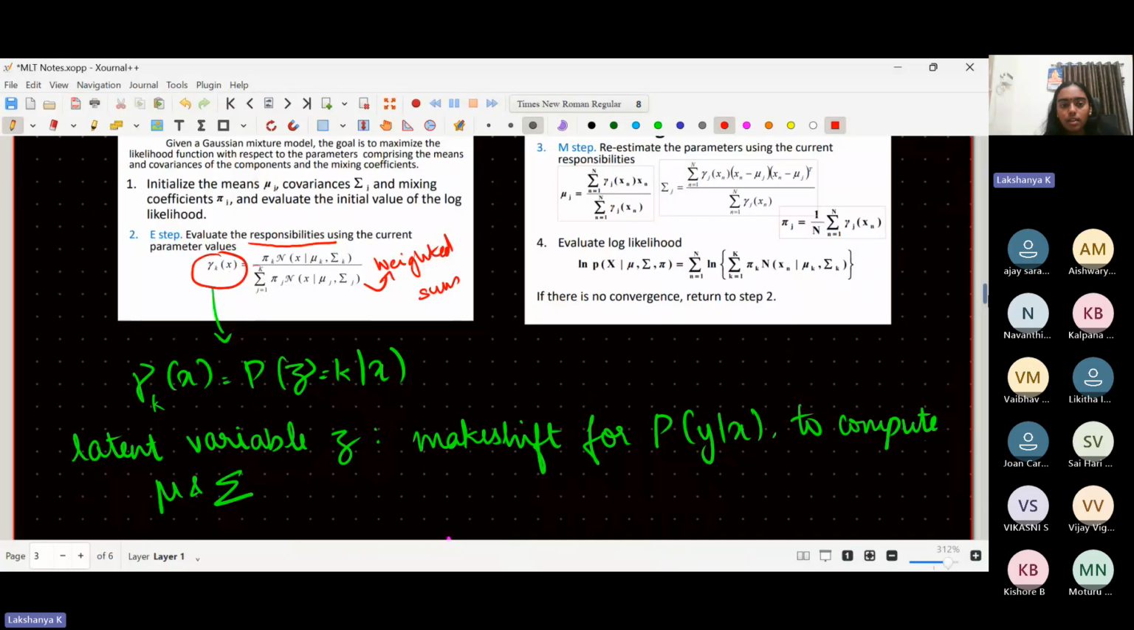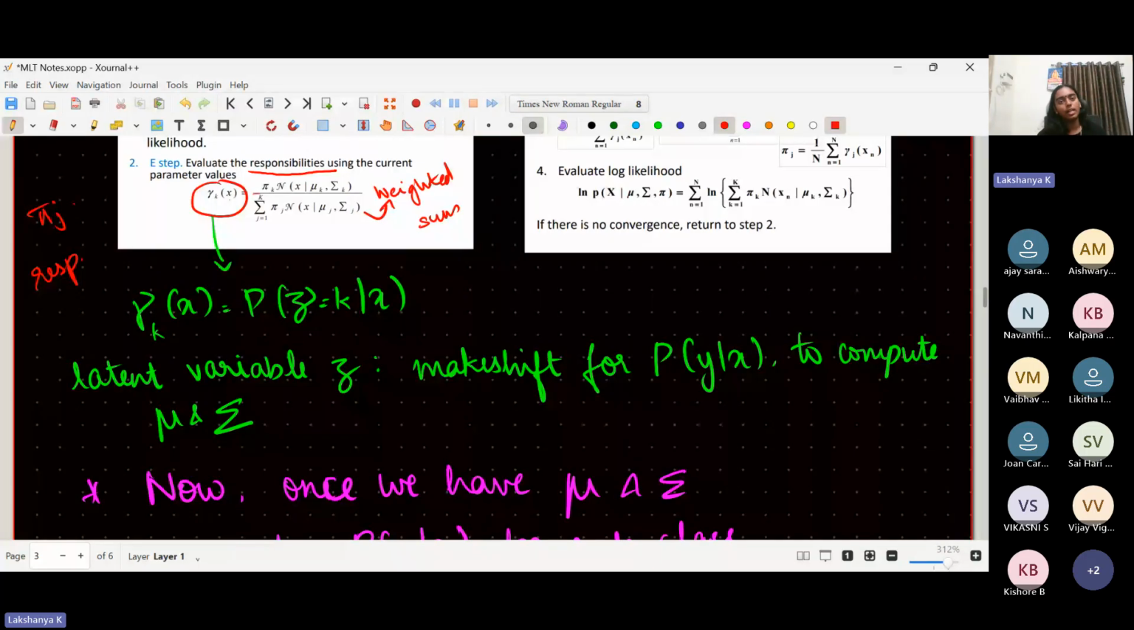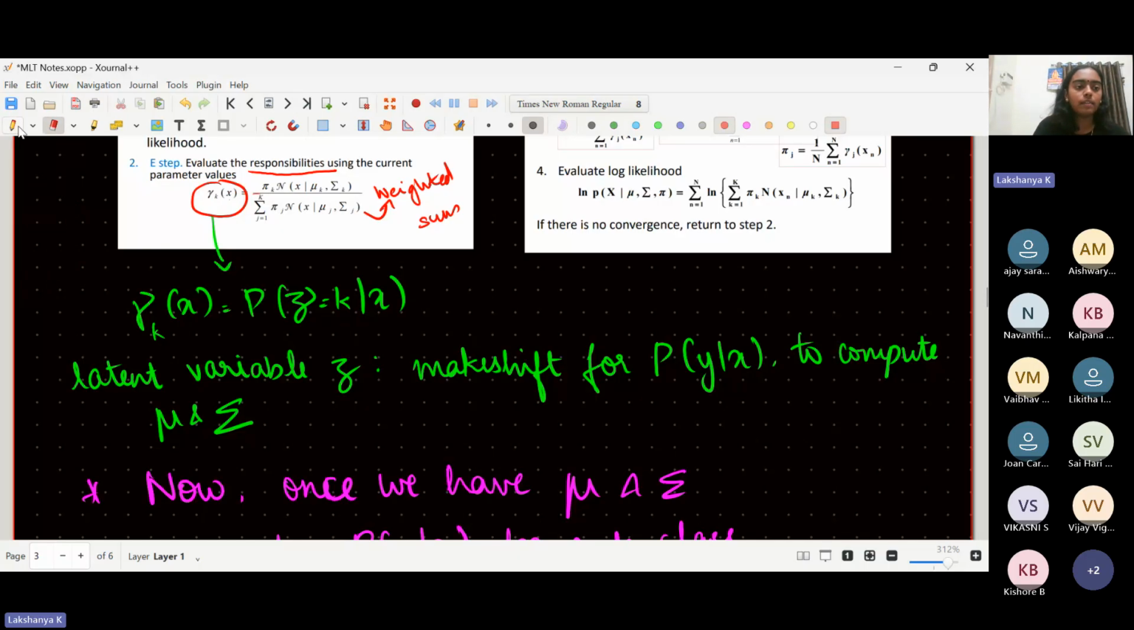Now I'll talk about what this pi j is, and then we'll proceed to the next step. Pi j is very simple. It is just weights which you assign for different classes in your data set, so that if your data set has a class imbalance, your model's learning is not affected by it. For example, let's say you have a data set with 90 samples of class A and only 10 samples of class B.